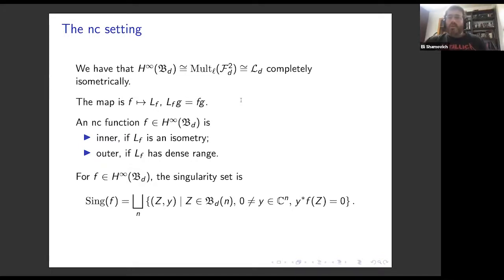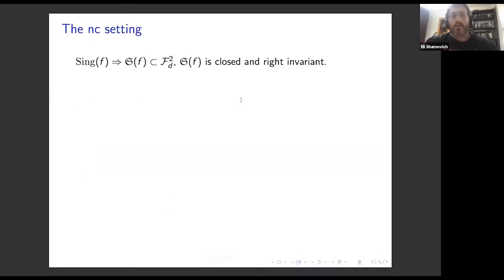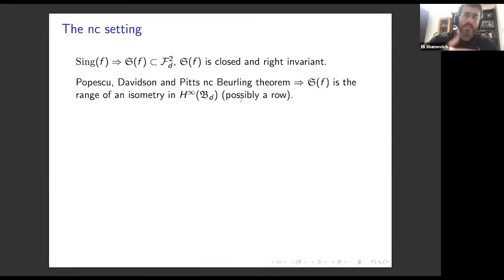Now, if we want to talk about zeros, there are various ways to do that, and we choose one. We talk about the singularity set, which is basically directional zeros. To each f, we associate all the points in the ball at which f is singular, and we also associate the direction of singularity. With this association, the Popescu-Davidson-Pitts Beurling theorem allows us to produce a right invariant subspace of the Fock space, and thus an isometry which has this subspace as its image.